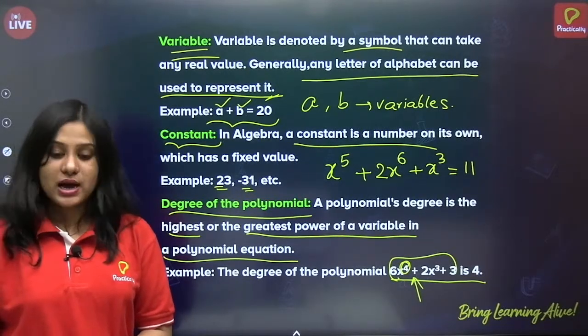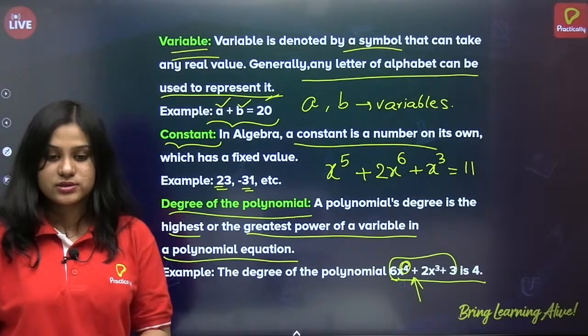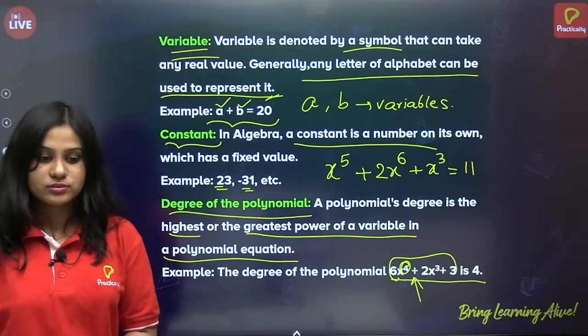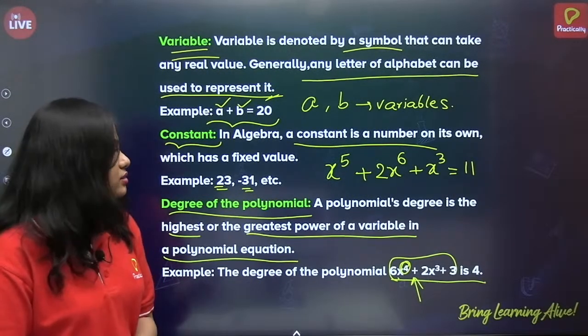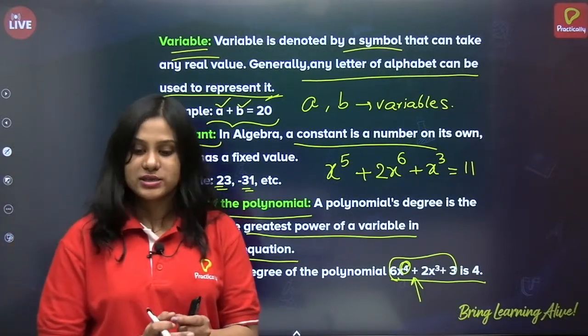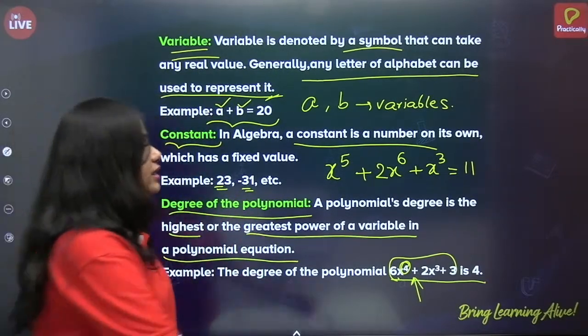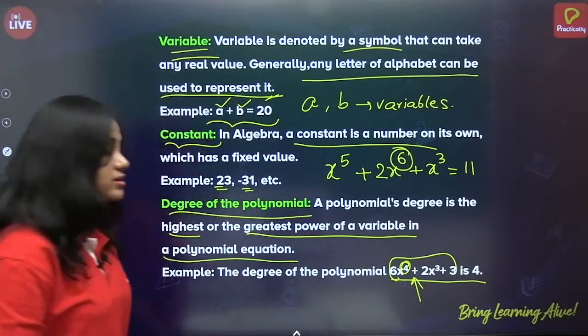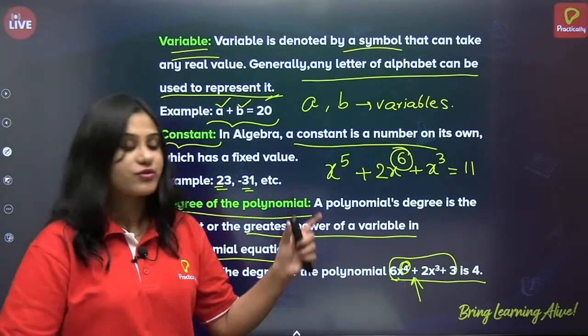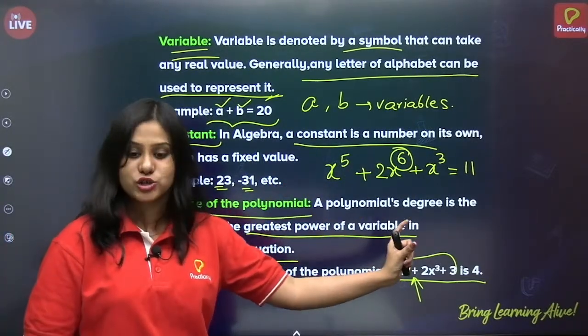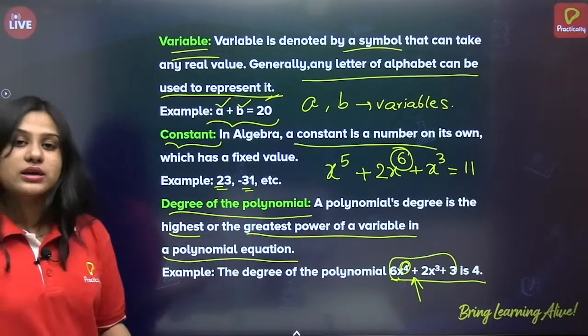So just type the answers in the comments. Very good, very good. It is 6. Zombie Shots, you've given the correct answer. It is 6. Why? Because it is the greatest power of the variable x in the given equation. So yes, your answer is correct.